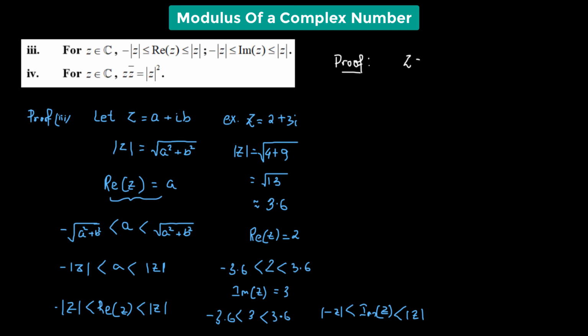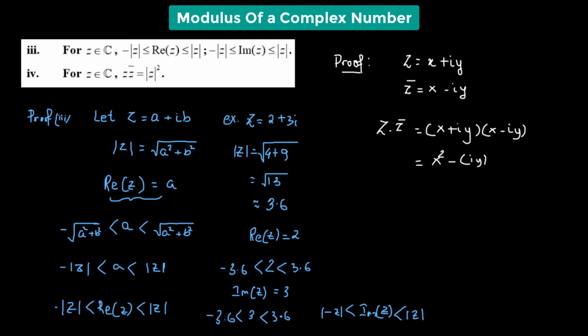So suppose z equals x plus iy. Then its conjugate will be simply x minus iy. Let us find the product z times z bar. That gives us x plus iy multiplied by x minus iy. Now we can apply the identity a plus b multiplied by a minus b is a squared minus b squared. So this gives us x squared minus i squared times y squared, and we know that i squared is negative 1, so x squared minus negative 1 times y squared is simply going to be x squared plus y squared.